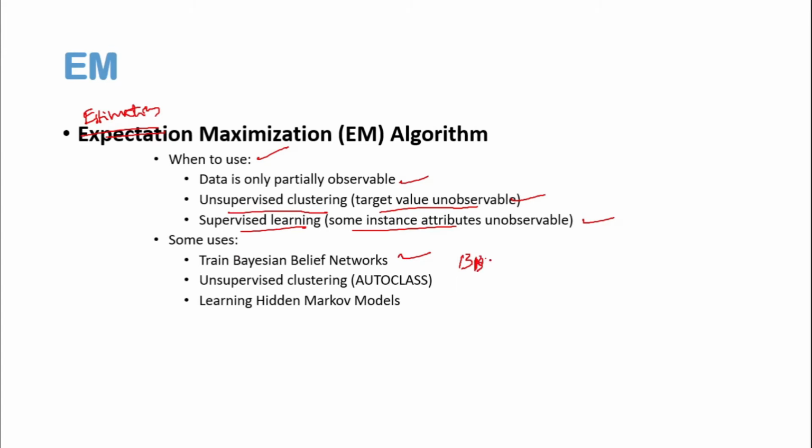And where can we use it? In BBN, Bayesian belief networks. So this is your 7th lab program: Bayesian belief networks, unsupervised clustering, and learning the hidden Markov models, HMM.